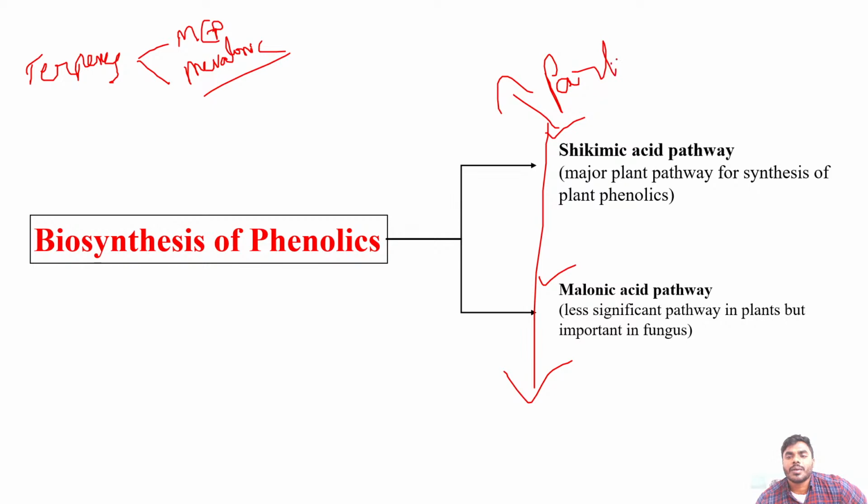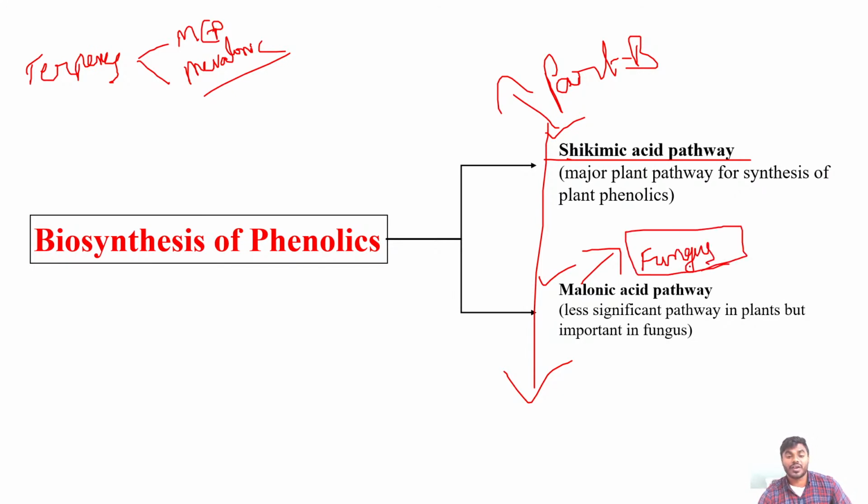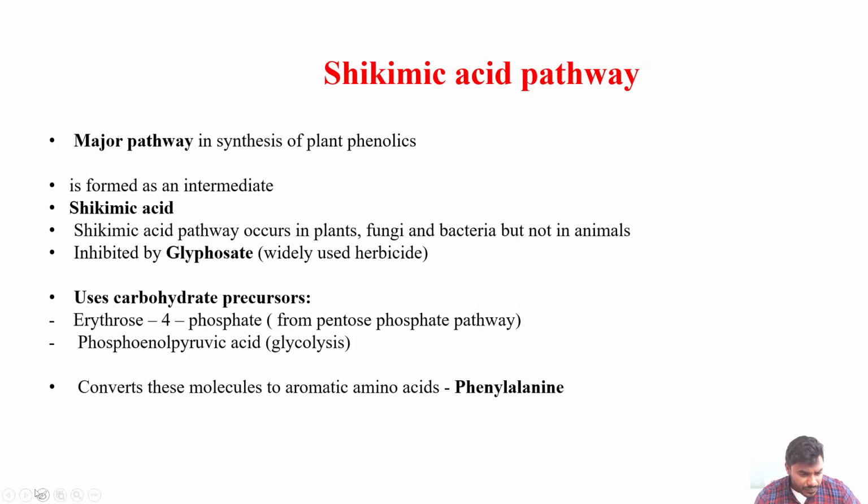But the question asked in part B is, which of the following is the principal pathway? Which of the following is the major pathway involved in the biosynthesis of phenol? Undoubtedly, my friends, the shikimic acid pathway. It doesn't mean that phenols cannot be synthesized by the malonic acid pathway. They can be synthesized, friends, but it is a much less significant pathway in plants. But where is it more effective, my friends? It is more effective only in fungi. Never ever forget the statement.